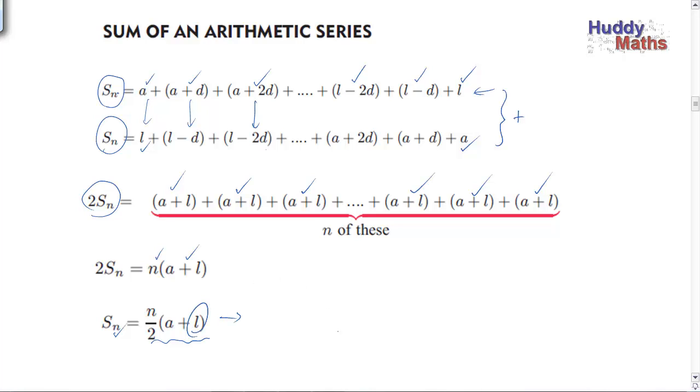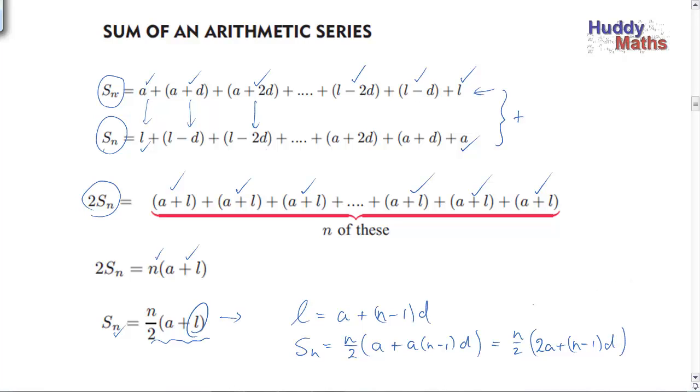What if you didn't know the actual last term? It was a 50th term or something. So what would the last term be? Well, we know a formula for every term. It's A plus n minus 1 d. So the last term would be that. So the sum could be changed to n over 2, A, instead of the last term, A plus n minus 1 times d. And so that comes to n over 2, 2A plus n minus 1 d. Okay, we could do it that way.